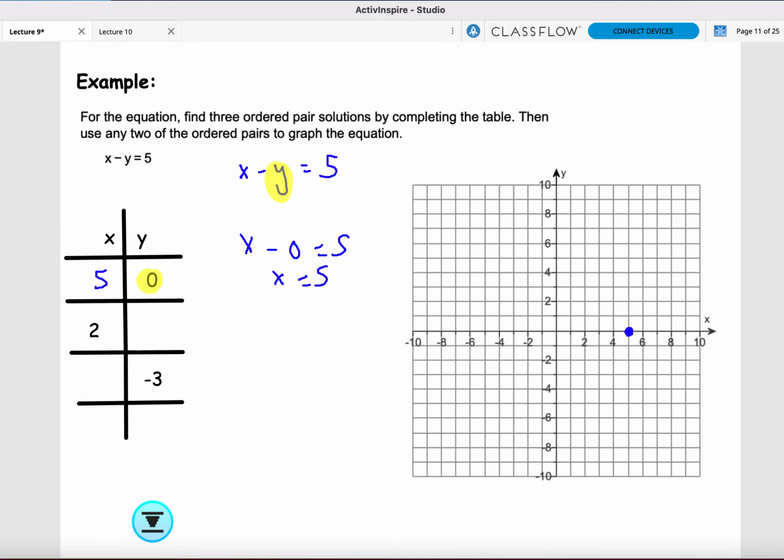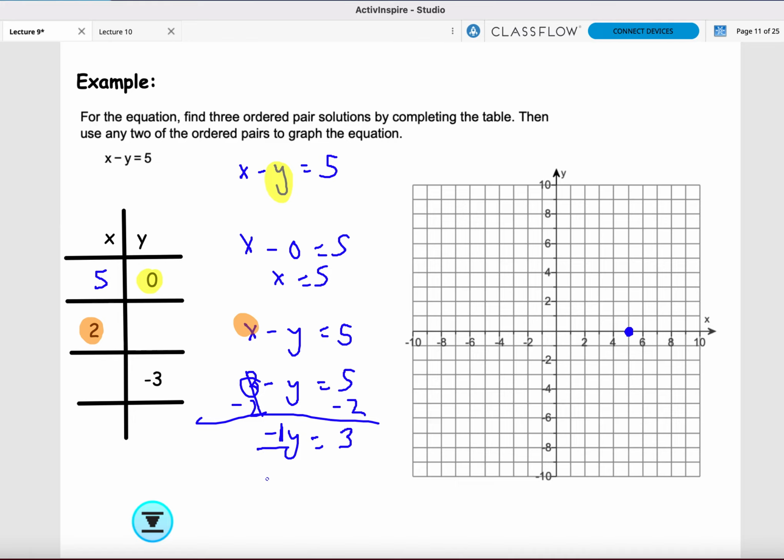X is now 2, right? So now we're switching it up. Now X is 2. So we have X minus Y equals 5. Now we're going to go ahead and plug in X for 2, right? So then we get 2 minus Y equals 5. Use algebra to get Y by itself. So how do we move a positive 2 over? We subtract it. You get negative Y equals 5 minus 2, which is 3. This is the invisible negative 1, so we're going to divide both sides by negative 1. So then we get Y equals negative 3.